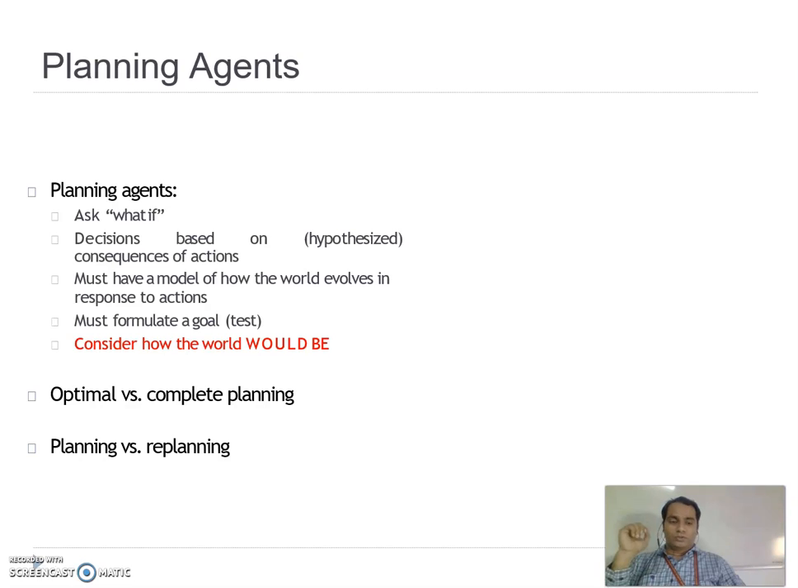They must formulate a goal. What happens if I don't study? I'll fail. So based on that, I'll form a goal. No, I need to gain marks. So I'll change my course of action. Optimal versus complete planning is also possible, and sometimes we may go for replanning also.